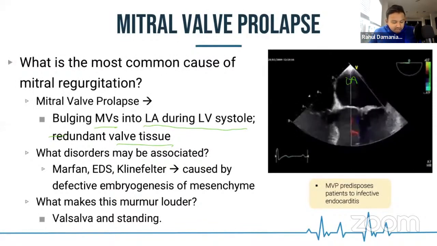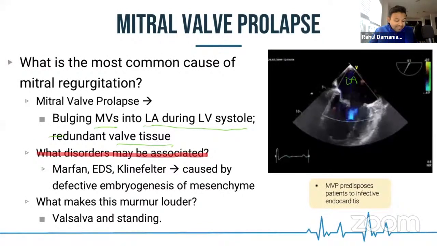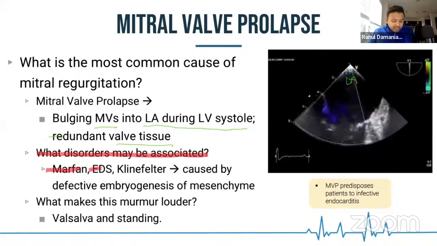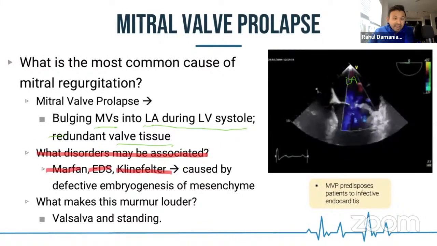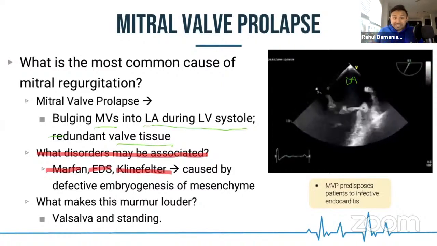Very high yield: in your USMLE questions, if they ask what disorders may be associated, or that you can see in the past medical history, think of Marfan's, Ehlers-Danlos syndrome, and Klinefelter's. And this is all due to defective embryogenesis of mesenchymal cells.